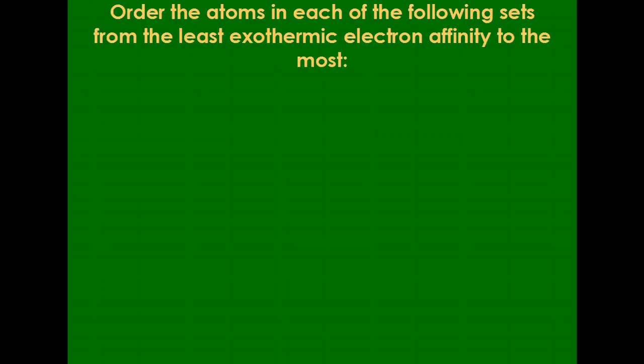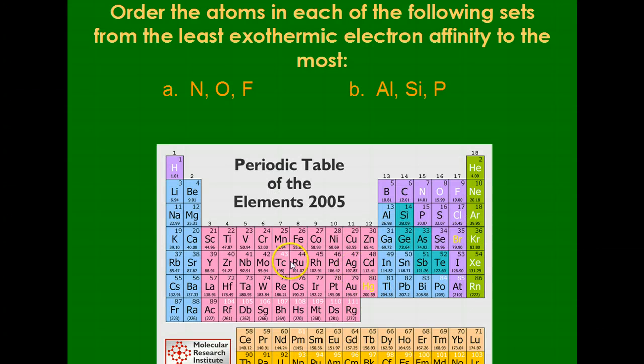Our next question asks us to order the atoms in each of the following sets from the least exothermic electron affinity, so the one with the smallest electron affinity, to the one with the most. We have N, O, and F, Al, Si, and P. Now remember again, francium will have one of the smallest electron affinities, whereas helium will have one of the greatest if it was going to gain it.